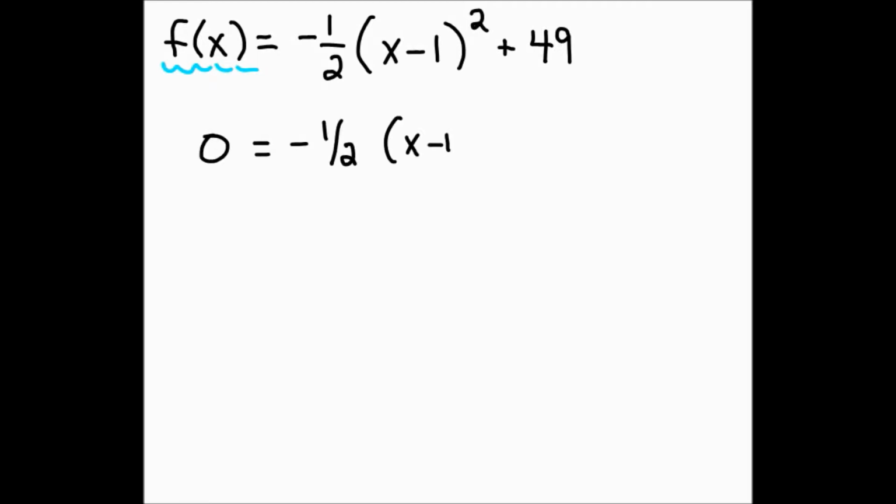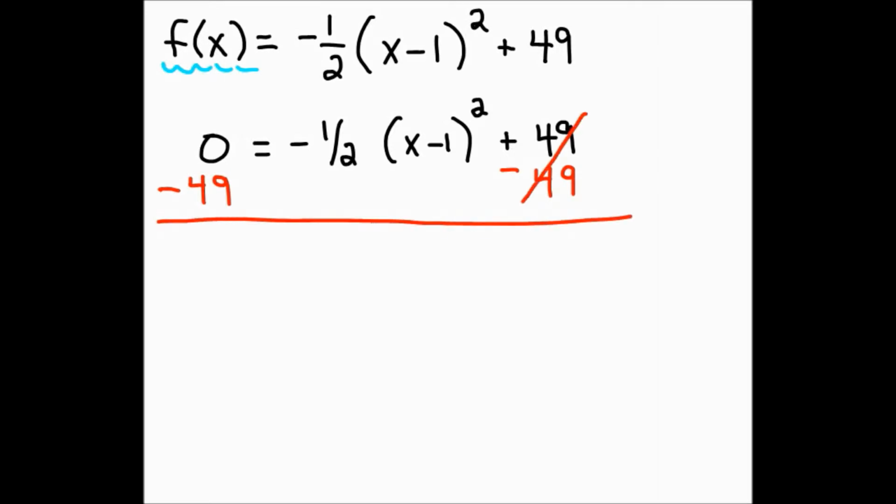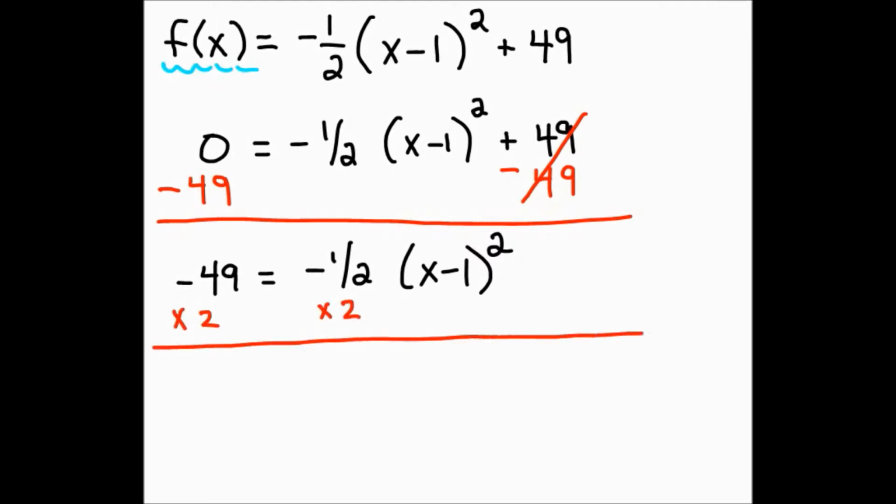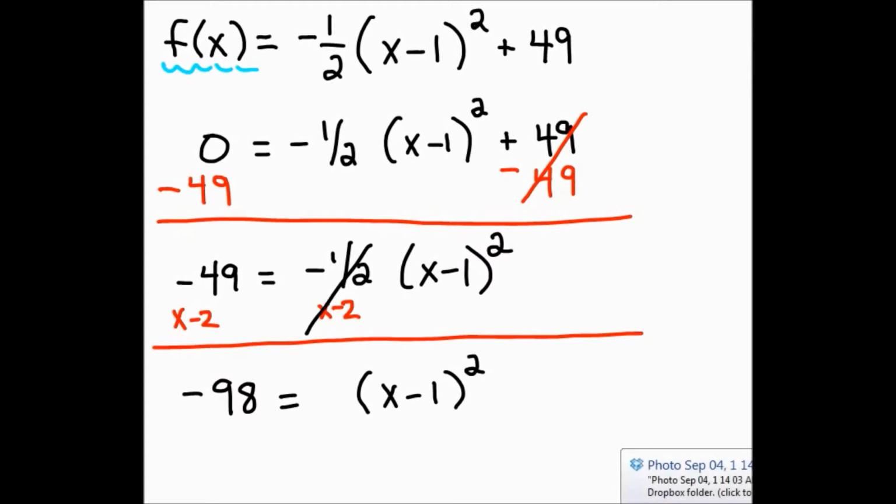The second function is also given to us in vertex form. So to find the zeros, set the output equal to 0. First, subtract 49 on each side, and then we'll multiply each side by 2 to get rid of that 1/2. And I notice I made a mistake here. I'm supposed to be multiplying by negative 2 on each side, so that's going to change my sign.